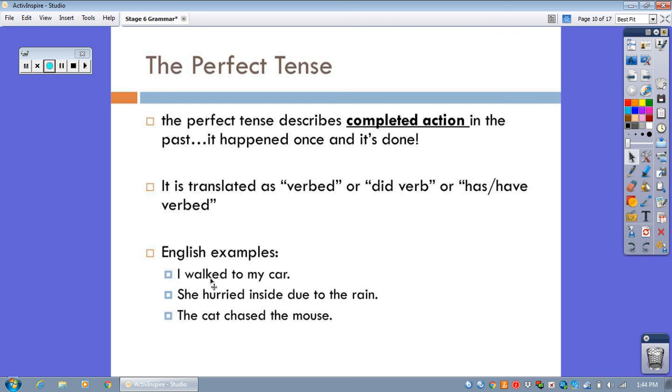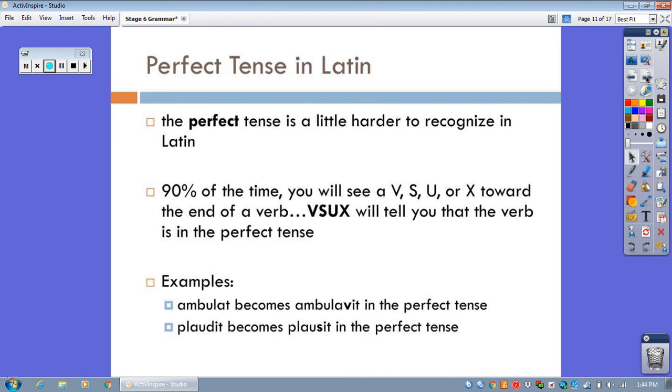For example, I walked to my car. She hurried inside due to the rain. The cat chased the mouse. Once and done. So, now that you know what the perfect tense is and how it's translated, what do the forms in Latin look like?